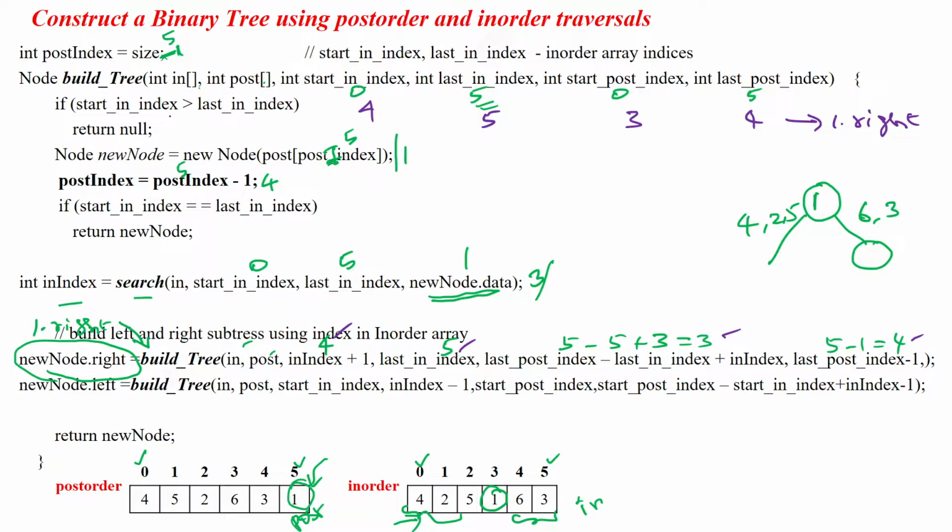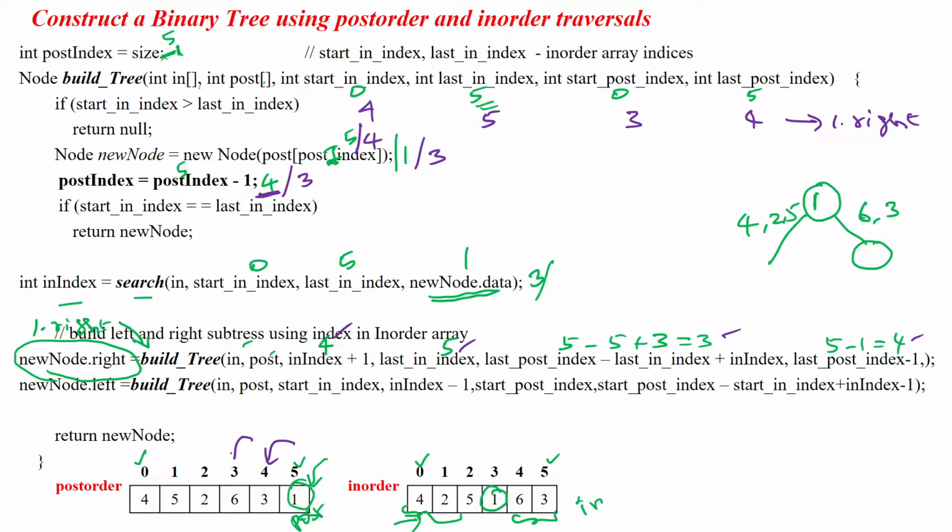Now we are checking starting index 4 greater than last index 5, which is false. Then now the post index, what is the post index value? 4. This is the post index value 4. At the location of post index 4, this is the location. So now the post index is having the value 3. So this is the new node we created. Then after creating this new node, we are decrementing the post index by 1. So now this will become 1.